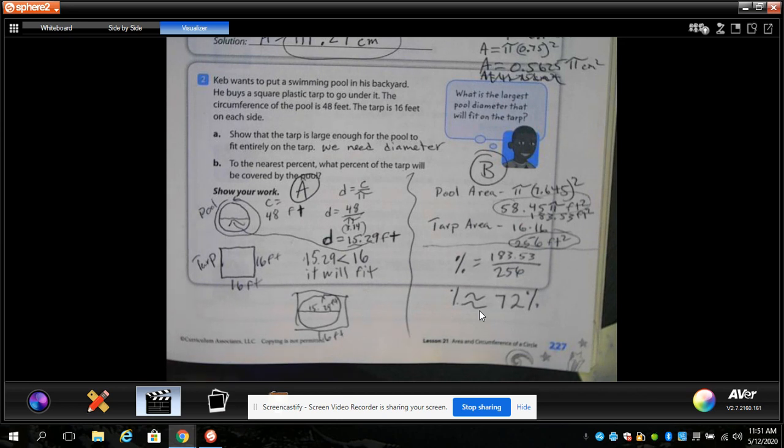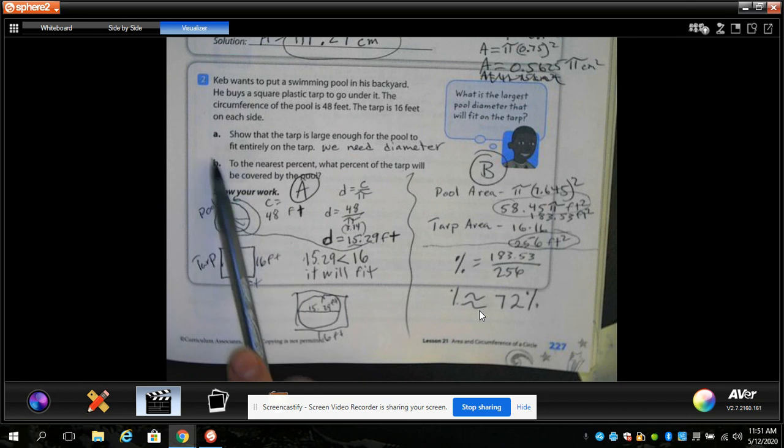All right, practice page 227, number 2. This is like the practice quiz. So again, here's all the work that I have for number 2, and your paper should look similar. If you just have one thing written down with an answer, you probably need to go back and show more work.